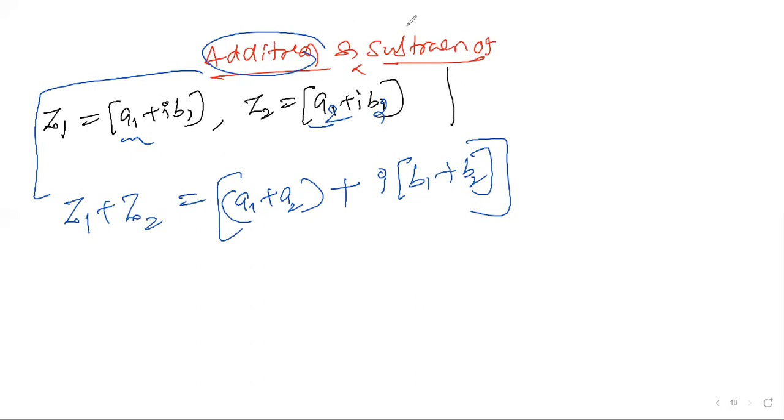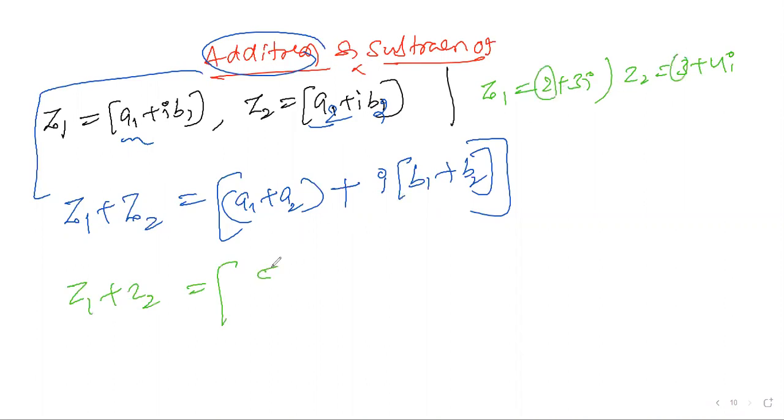I'll take an example for your convenience. Z1 is equal to 2 plus 3i. Z2 is equal to 3 plus 4i. You can write i before or after, it doesn't make any difference. Okay, no problem. Don't get confused. Initially you might have confusion, no problem. So what is the solution here? Z1 plus Z2, what is the answer? Real parts, 2 plus 3, is 5, plus i into the imaginary parts, 3 plus 4, the answer is 7. So 5 plus 7i or 5 plus i7, both are correct. This is the addition case. Clear?